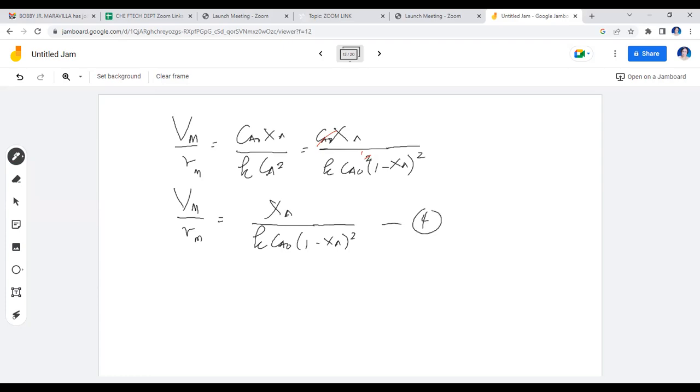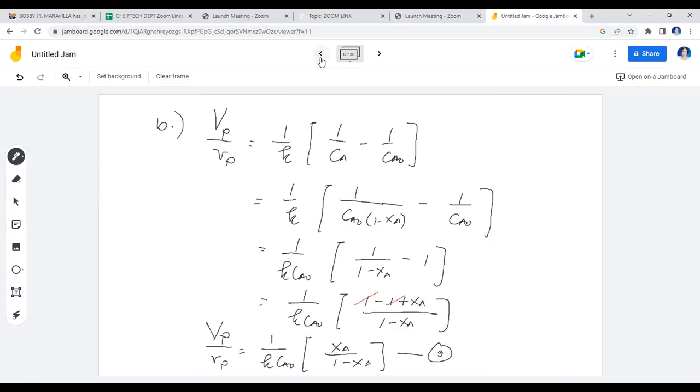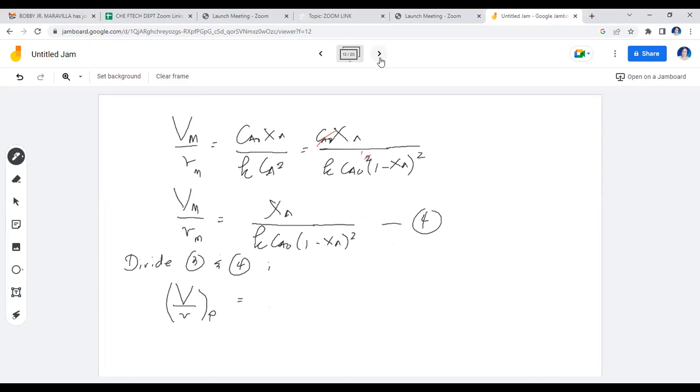If you divide equations 3 and 4, you'll have an expression that will not contain the initial concentration anymore. We have that, and what do we have here? We have this: XA over 1 minus XA.